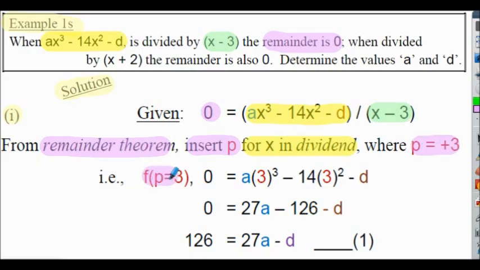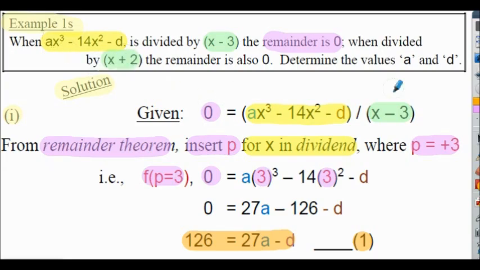So here's our function of p, remainder theorem. So 0 on the left hand side, you now insert 3 where we have an x in the dividend. In the next line I simply evaluated the cube and the squared terms. And finally I've rearranged the terms into this equation shown here, labelled as equation 1, noting that a and d are the unknowns. We have two unknowns in one equation. We cannot solve this. We need to generate a second equation, and we can do that because of the information in the question. For the second equation, we have the same dividend, but we're going to divide it now by x plus 2.